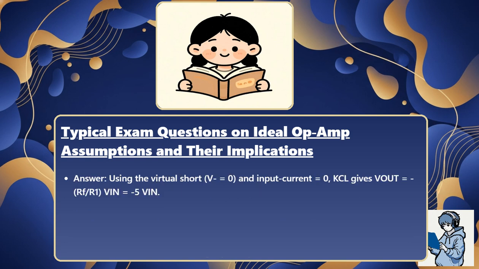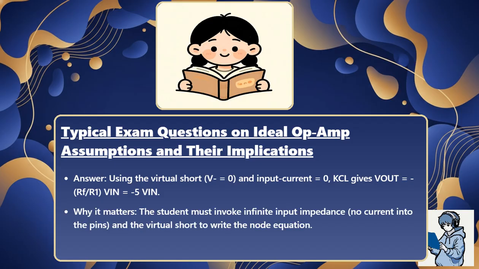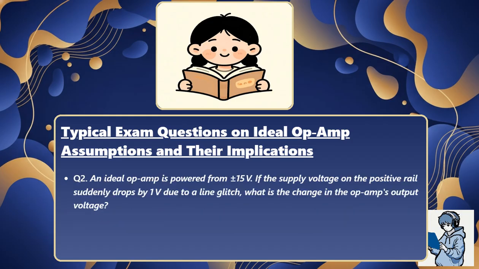Answer: using the virtual short, V minus equals 0 and input current equals 0, KCL gives V out equals negative RF divided by R1 times V in, equals negative 5 V in. Why it matters: the student must invoke infinite input impedance, no current into the pins, and the virtual short to write the node equation. Question 2: an ideal op-amp is powered from plus or minus 15 volts.